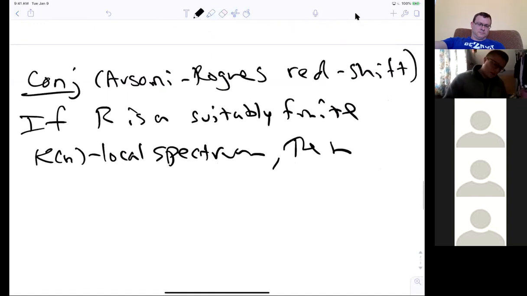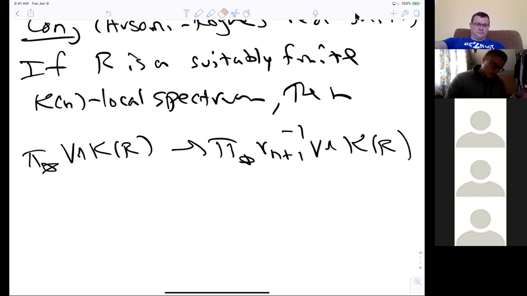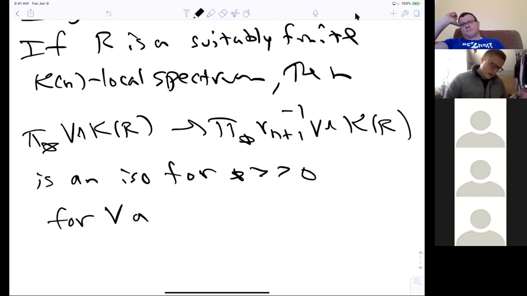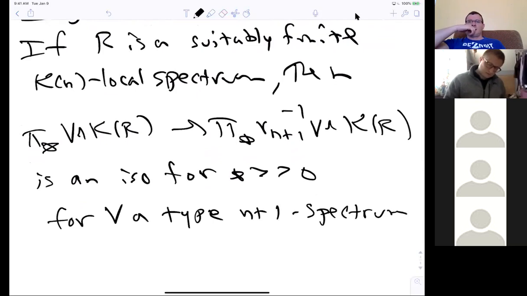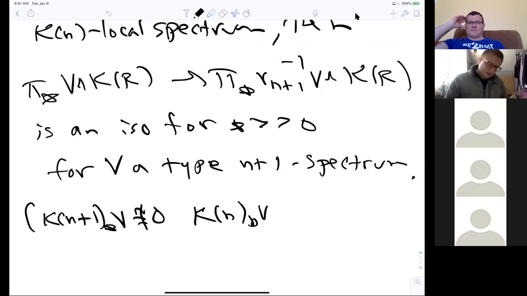then the conjecture is that if we smash algebraic K-theory of R with some type n+1 spectrum, and then we map to the v_{n+1}-inverted V smash K of R, then this is going to be an isomorphism for star sufficiently large. And so I should say this is for V a type n+1 spectrum. So if you don't know what that is, let me just say really quickly. That means that if you take this Morava K-theory, cohomology theory, and you apply K(n+1)-star to V, it's nonzero. But if you apply K(n)-star to V, it's 0.